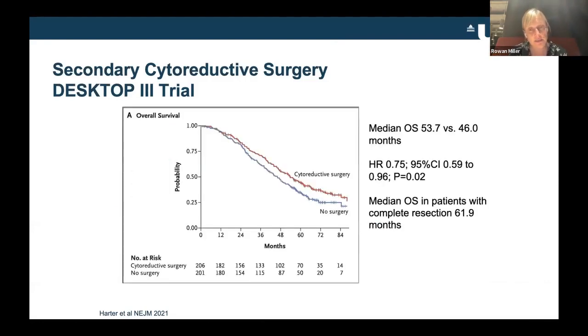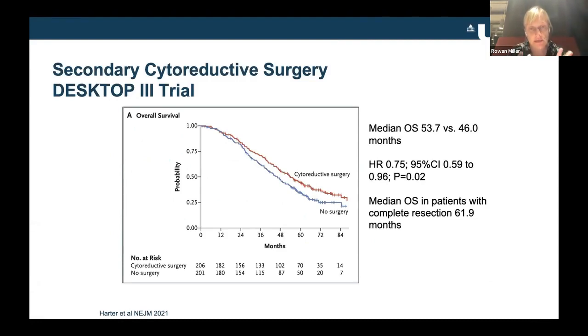So actually quite a significant improvement in overall survival by having a second operation, 53.4 versus 46 months. And in the patients that had complete disease resection, the median overall survival was 61 months, so more than 5 years from first relapse, which is quite remarkable.